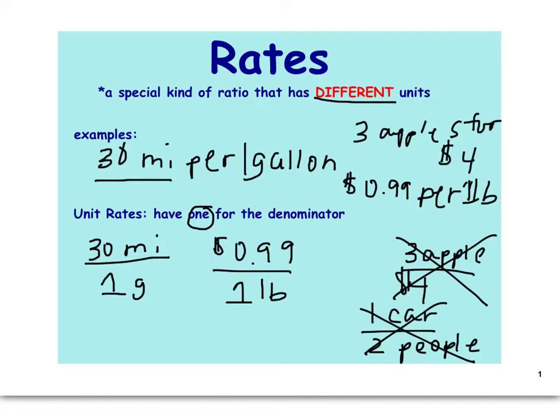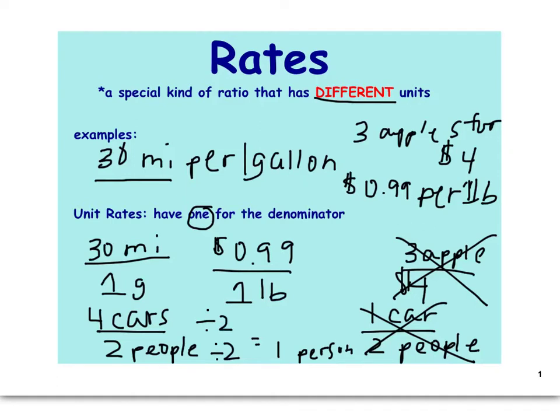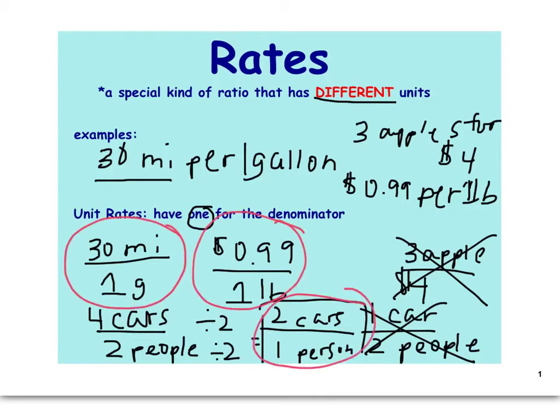We can change rates. So let's say that we had 4 cars for 2 people. Notice that's not a unit rate right now. I have no 1s. However, if I divided the bottom by 2, I could get 1 person on the bottom. I know from my work with fractions, if I divide the denominator by a particular number, I have to do the same thing to the numerator. So I could make it 2 cars for 1 person. So I can always change a rate into a unit rate, but if I'm looking for rates that start out as unit rates, they have to have a 1 on the bottom to start.